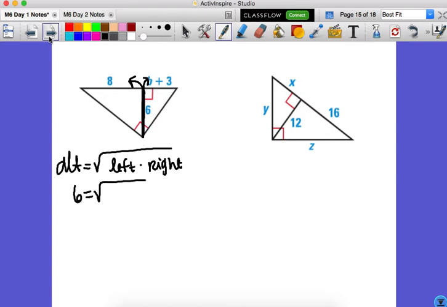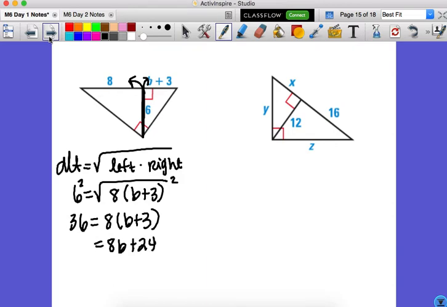So 6 should equal the square root of 8 times b plus 3. I'm going to go ahead and square both sides to get rid of that square root. So 36 equals 8 times b plus 3. Then I'm going to distribute and solve just like I normally would. So 36 minus 24 gives me 12. And then 12 divided by 8 is going to give me a fraction or a decimal. So b is 1 1/2, or 1.5.